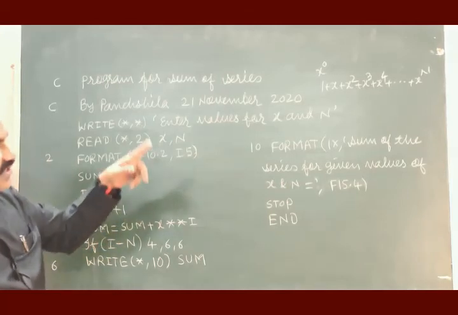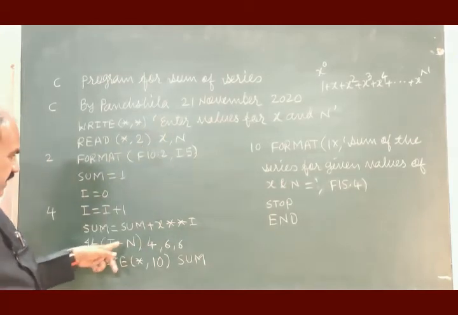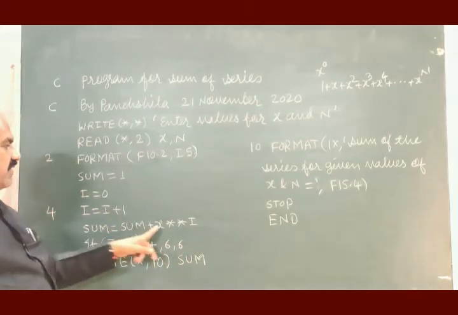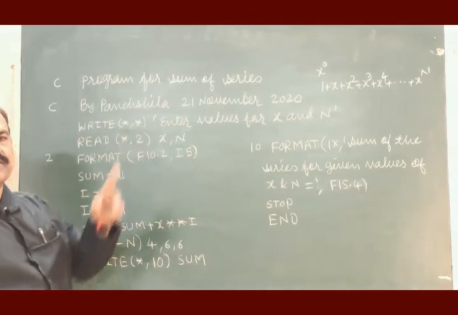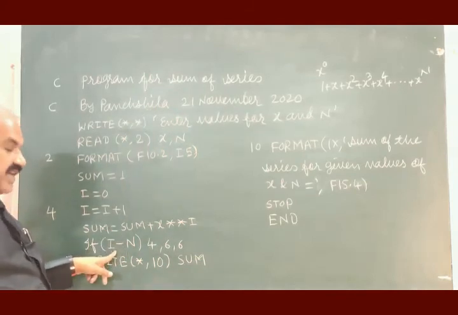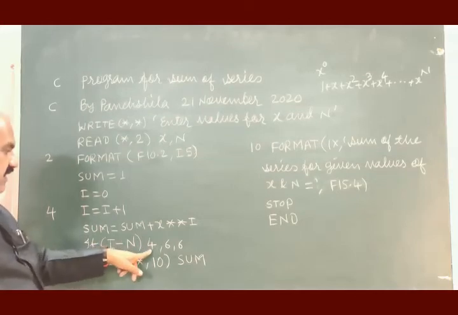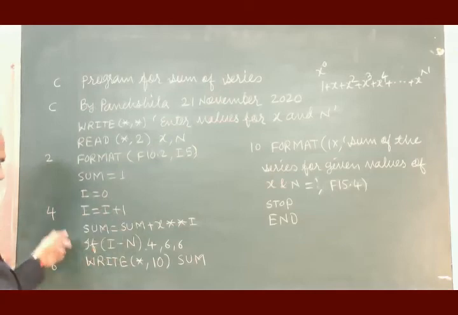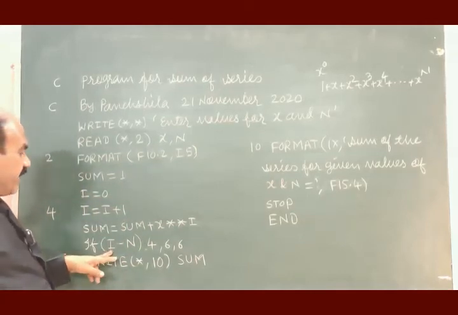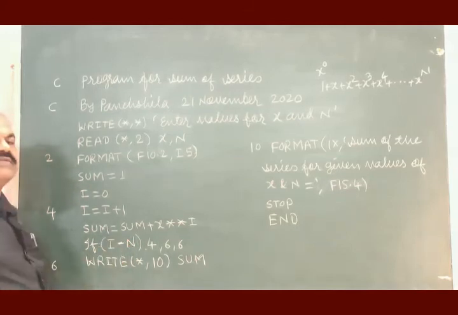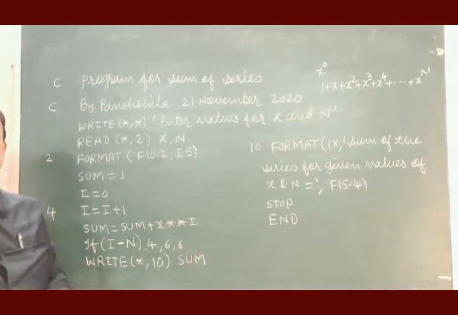Old sum, what is the old sum? 1 plus x. Now this is 1 plus x plus x to the power 1 plus 1, 2, x to the power 2, x square. Again I minus n is checked. If I is again smaller than n, this will be negative, control is sent to 4. This loop will be continued till I becomes equal to n. When I becomes equal to n, our sum is completed.